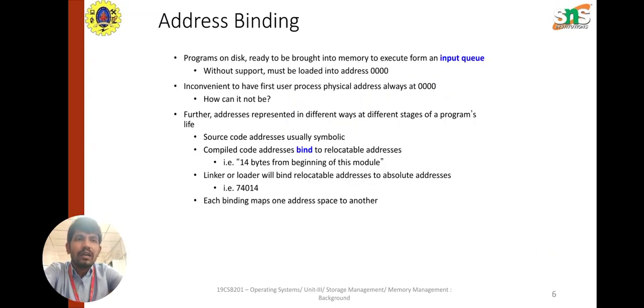Now, address binding in the background. A program on disk is ready to be brought into memory to execute from an input queue. Without support, it must be loaded into address 0000. It is inconvenient to have the first user process physical address always at 0000. Further, addresses are represented in different ways at different stages of a program. For example, source code addresses are usually symbolic, compiled code addresses bind to relocatable addresses, and the linker or loader will bind relocatable addresses to absolute addresses. Each binding maps one address space to another.